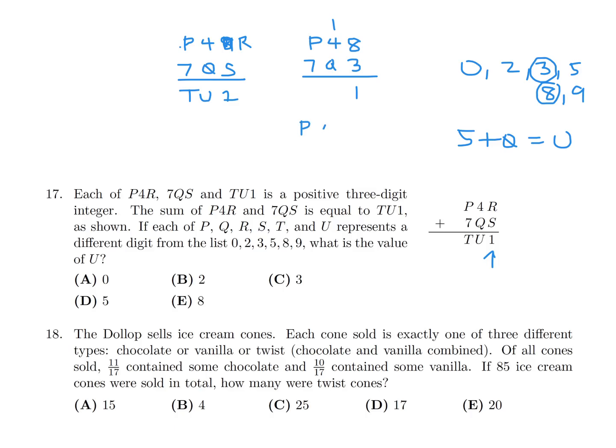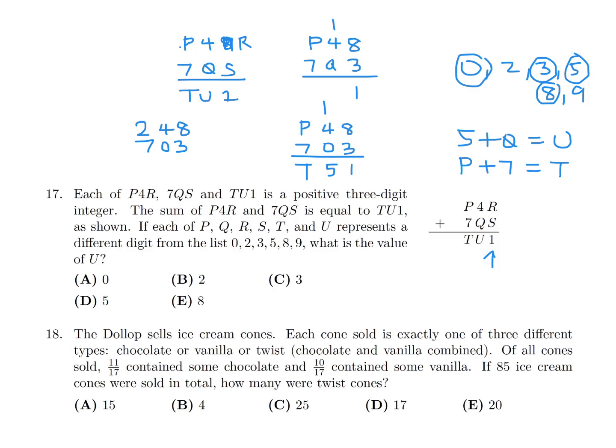So if we have P48, 703, this would be 1, 1, and that would be 5. So that works so far. And then P plus 7 is equal to T. And that's fairly straightforward. If P was 2, 2 plus 7 is equal to 9. So that would be 248, 703, and then 951. All right. So that all worked out.